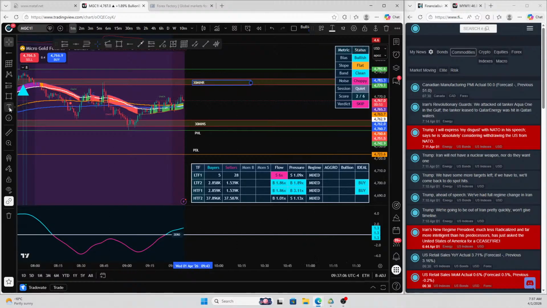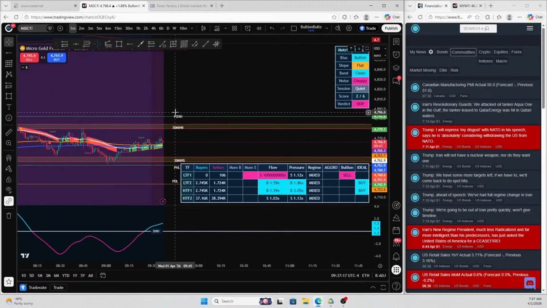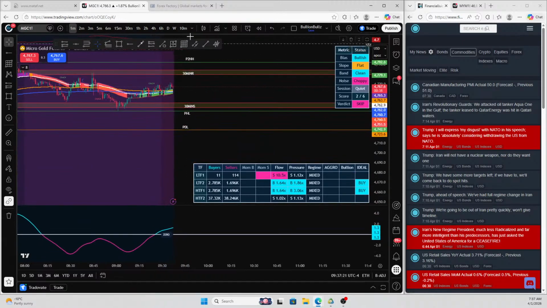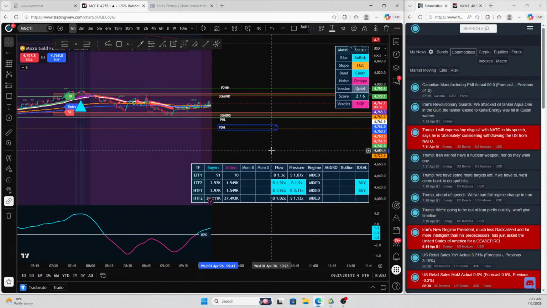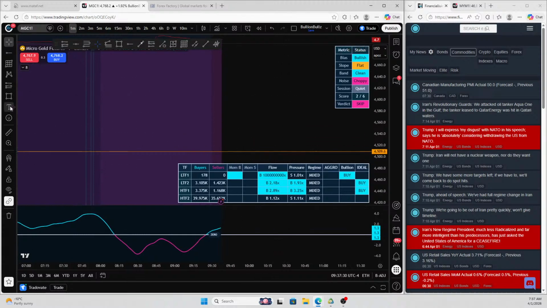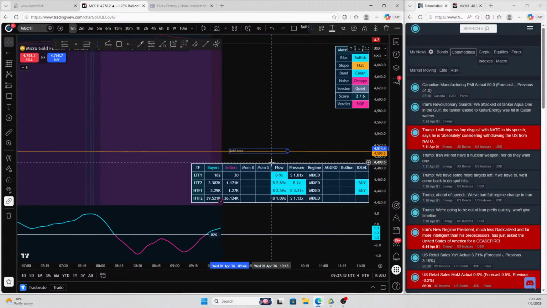Remember, no strategy is going to give you a 100% win rate. All you can do is manage your risk, and that should help you survive for the long term. So this is the previous day high, prior day high, and this is prior day low.